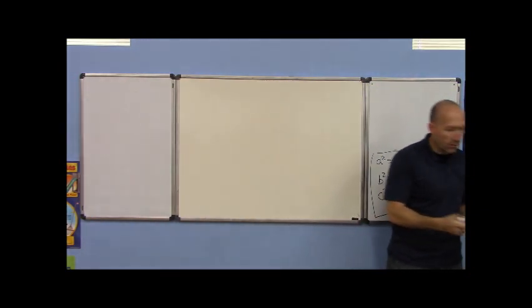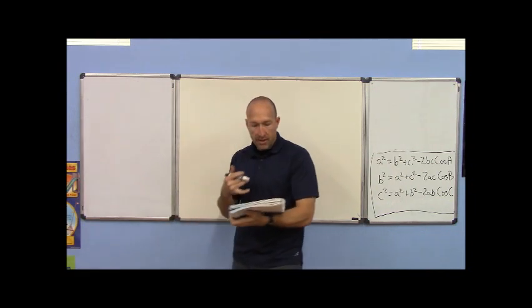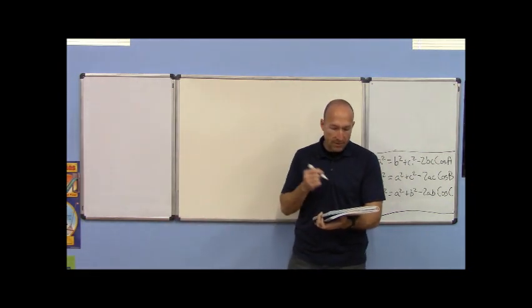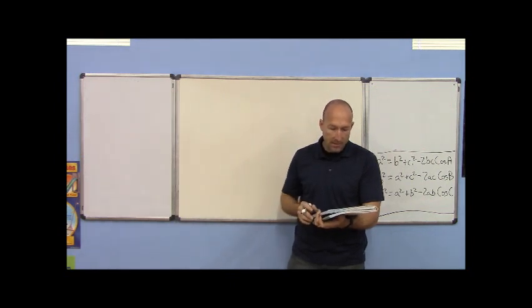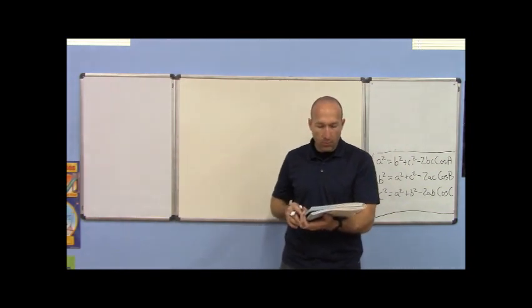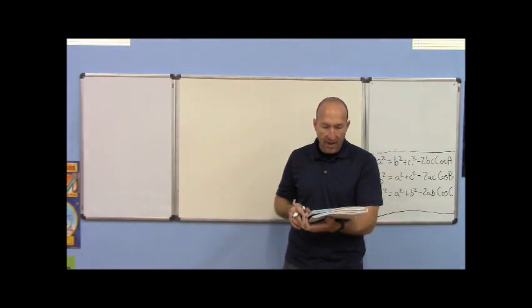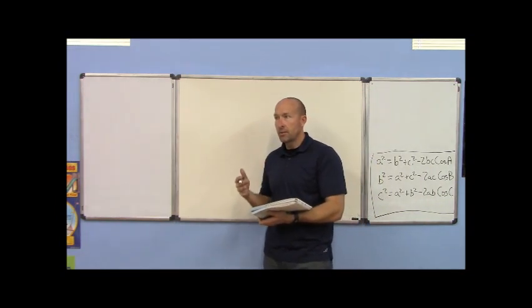So let's go over example 1. We are told 2 jets take off from the same airport at the same time. One travels at an average speed of 510 knots, which is nautical miles per hour, while the other travels 420 knots, also nautical miles per hour. The angle between their paths is 56 degrees. How far apart are the two jets after a half hour?